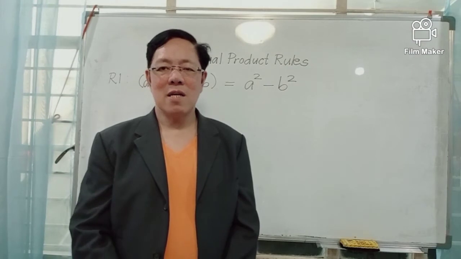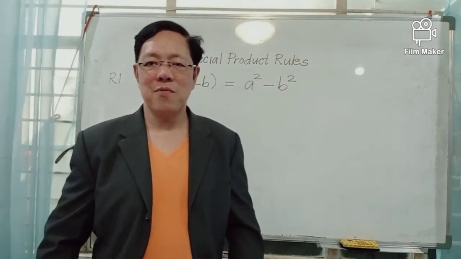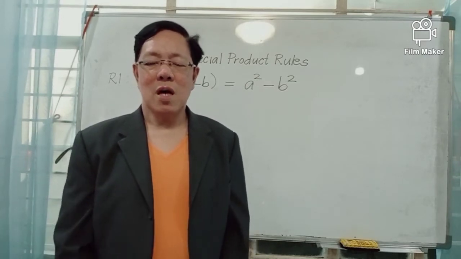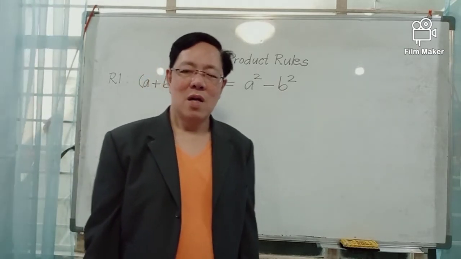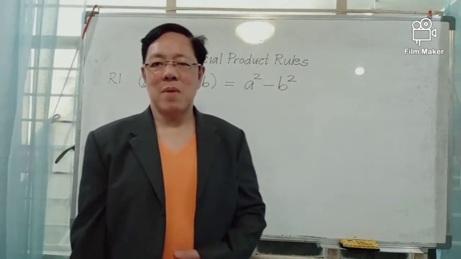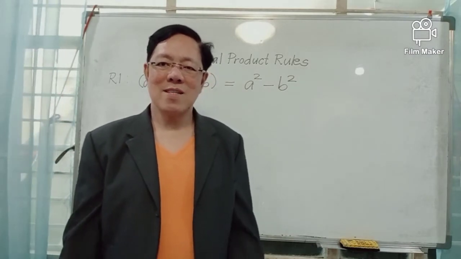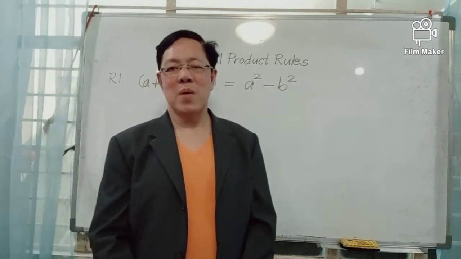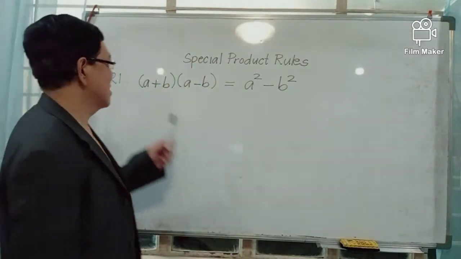And the third and last special product rule that we will take up today is the square of a difference. In this special product rule, we are multiplying a binomial by itself, and the operation involved between the two terms of the binomial is subtraction. We start with the first special product rule. It's called the product of a sum and difference.